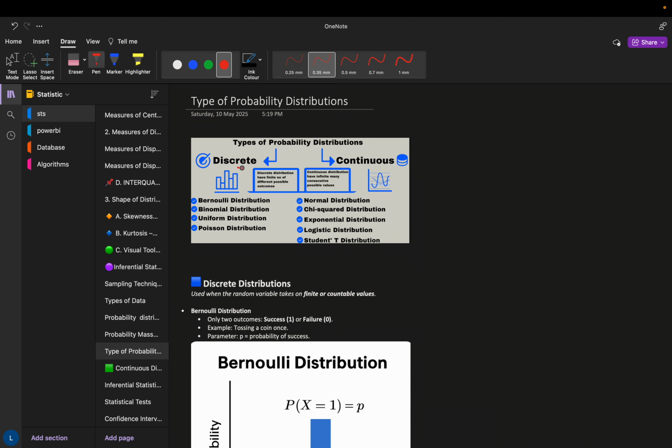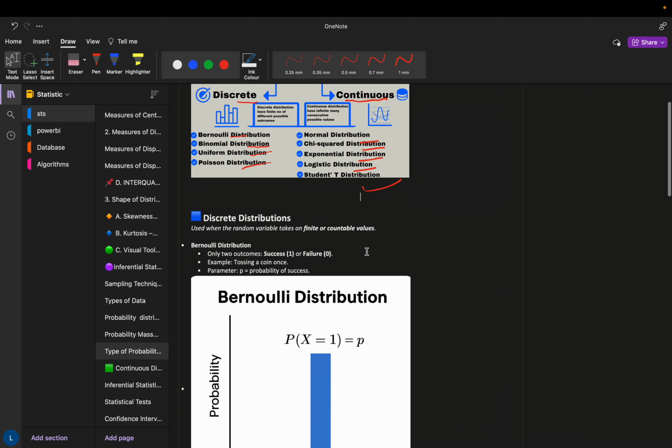Discrete means which we can count, and continuous means which we cannot, and even our probability is not exact, right? In discrete probability we do have Bernoulli distribution, binomial distribution, uniform distribution, and Poisson distribution. And similarly, in continuous distribution, we normally have normal distribution, chi-square distribution, exponential distribution, logistic distribution, and student T distribution.